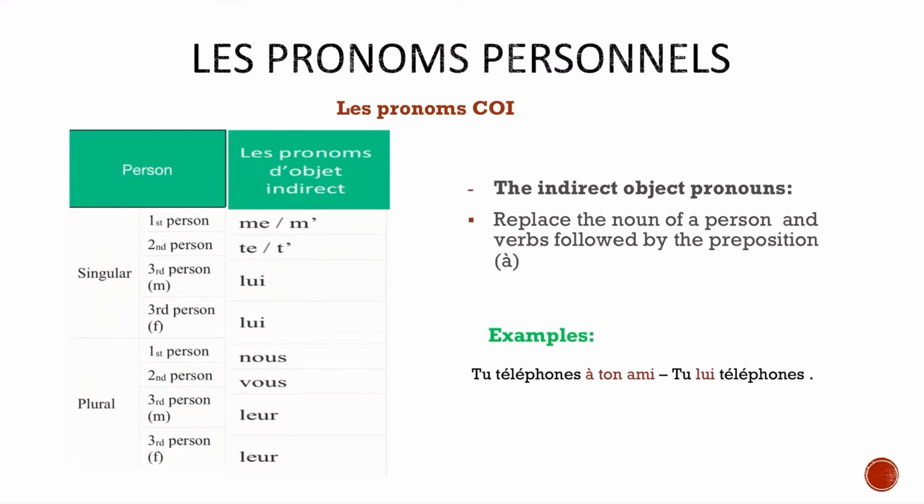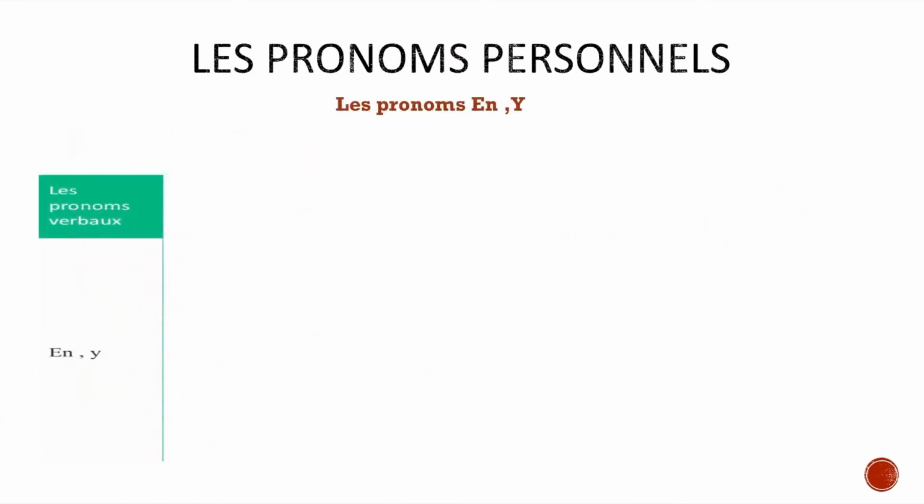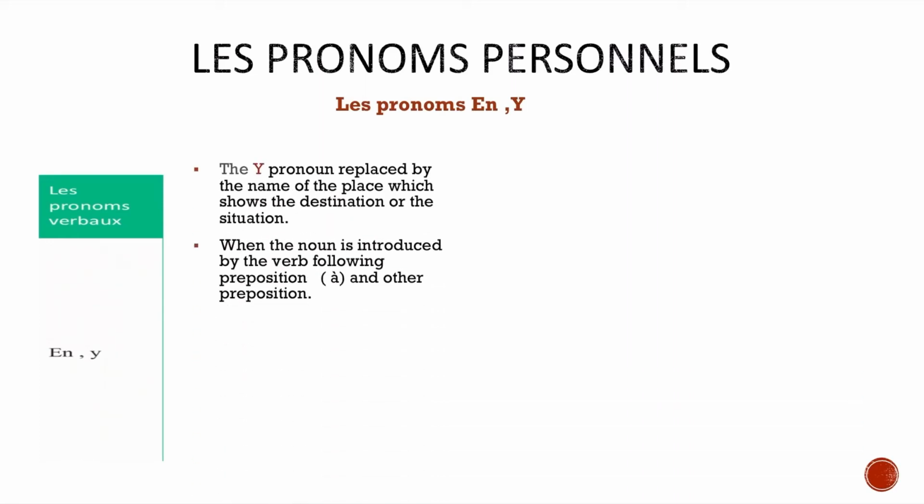And finally now we will see the last two pronouns, on and y. Y we call it also i. These two pronouns we call les pronoms verbaux. Let's start with the first one, y. The pronoun y replaces the name of the place which shows the destination or the situation, when the noun is introduced by the verb followed by the preposition à or another preposition.